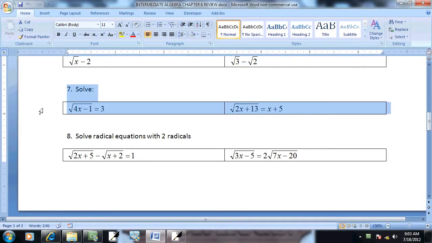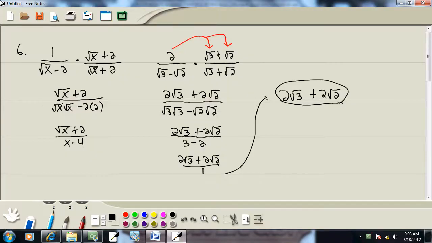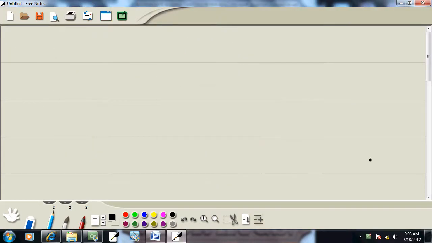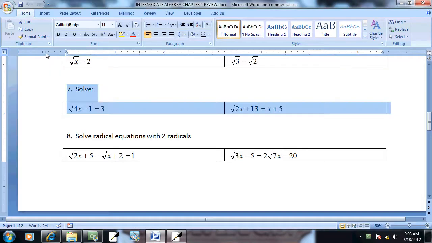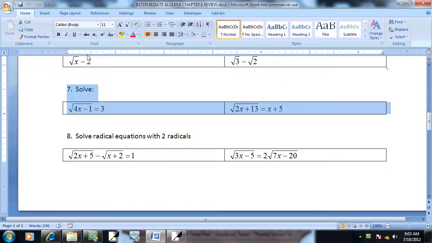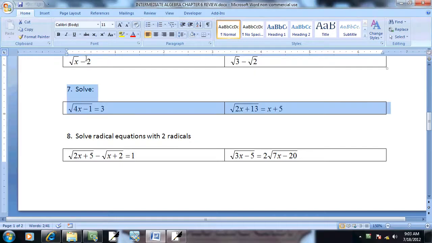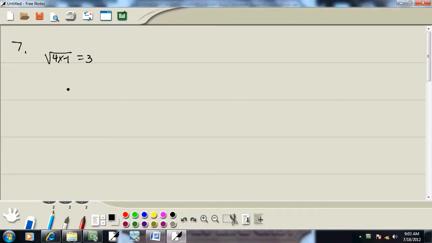Let's take a look at our seventh type here. We got square root of 4x minus 1 equals 3. These are specifically where you got a single radical, and it's a radical equation. Remember our steps. Get a radical by itself. Well, this radical is by itself. There's no numbers in front of it, no numbers after it.